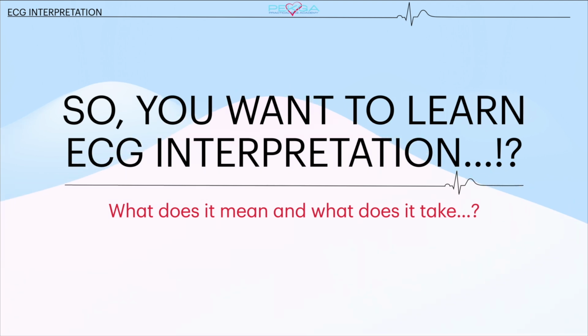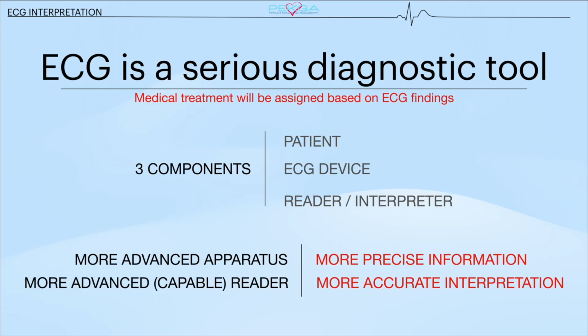You want to learn ECG interpretation. We're going to talk about what does it really mean and what does it really take. So ECG is a serious diagnostic tool, and it really is a serious diagnostic tool. Why is it serious? Because medical treatment will be assigned based on ECG findings. So whatever you see on an ECG, right, somebody's going to take that and say this person needs this or that, right? For an ECG to come into being, it does require three components.